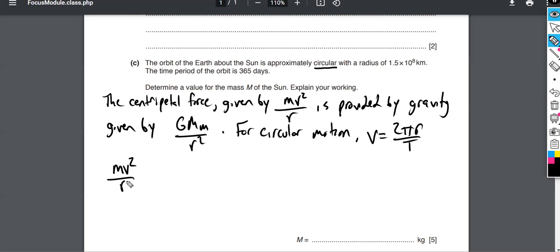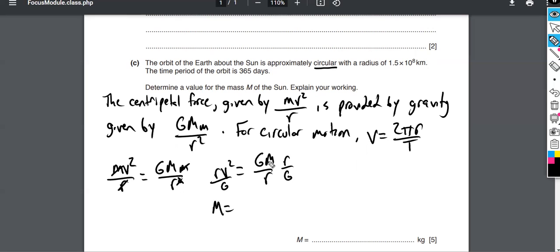Centripetal force in general, mv squared over r, provided by gravity, GMm over r squared. Lowercase m cancels, this r cancels, and we have the velocity squared equal to GM over r, the familiar orbital velocity equation. Making the mass the subject here, we'd multiply both sides by r over G. And so we get the mass equal to r v squared over G.